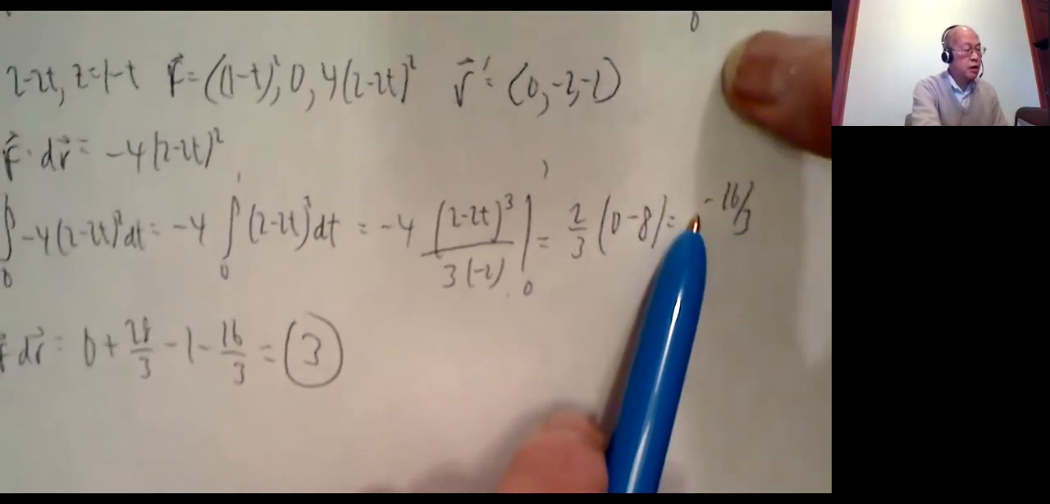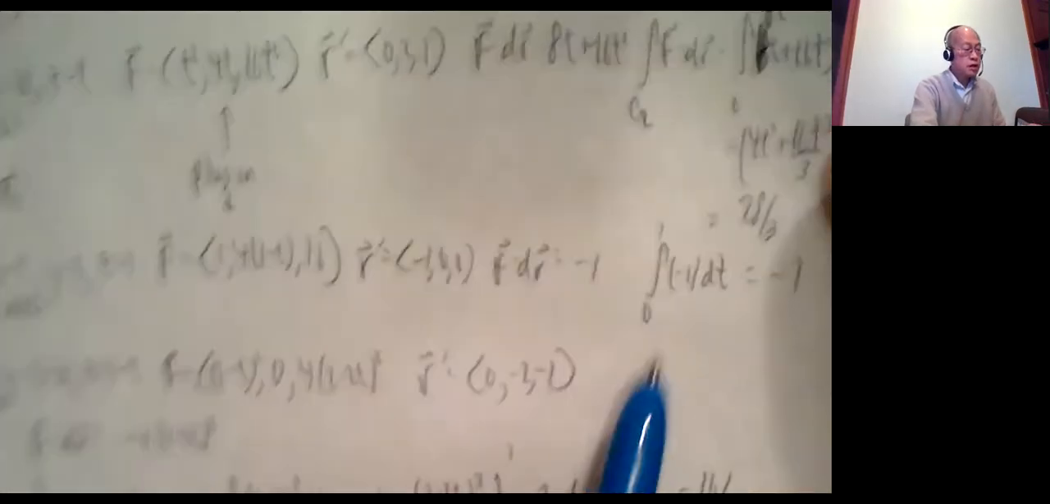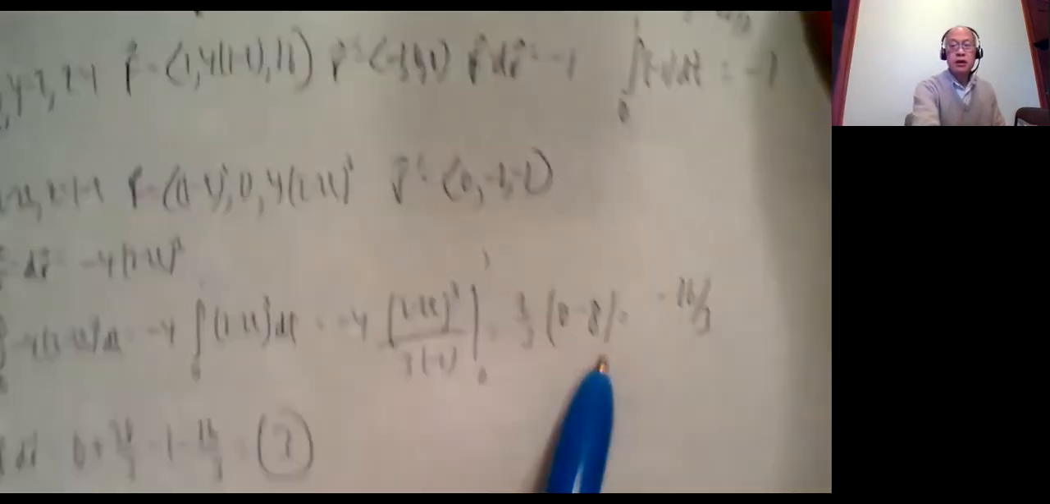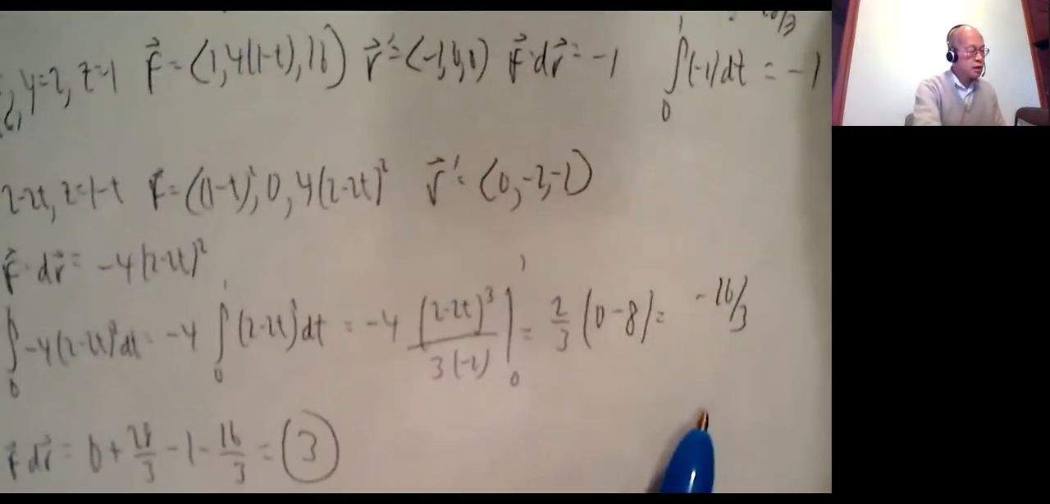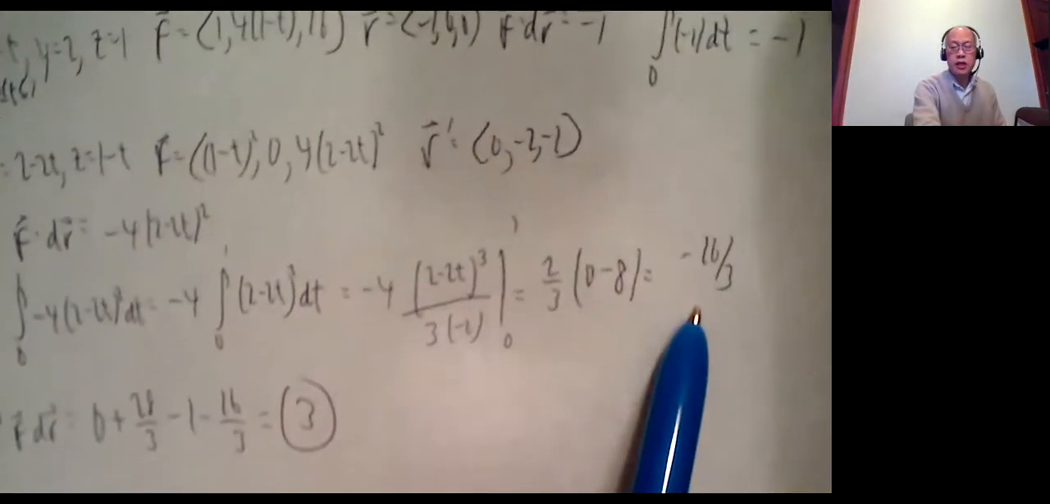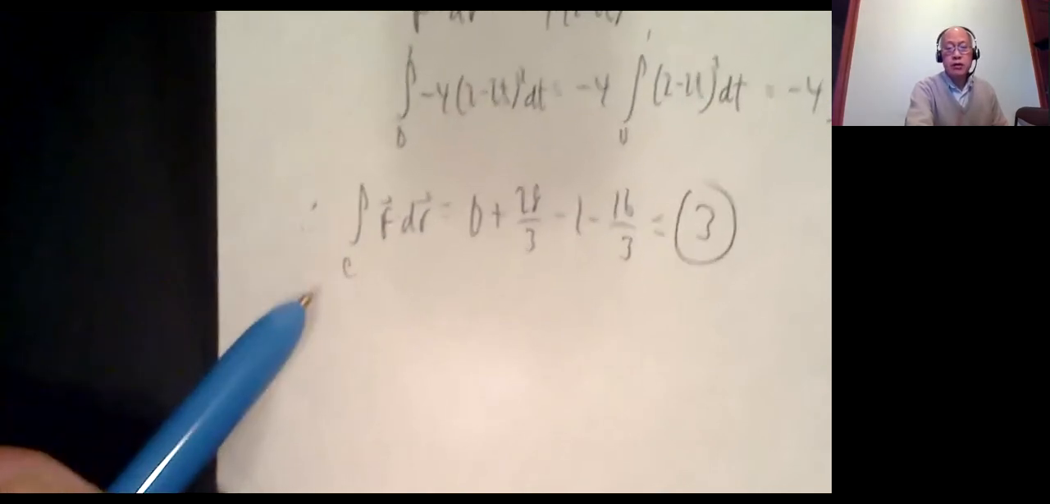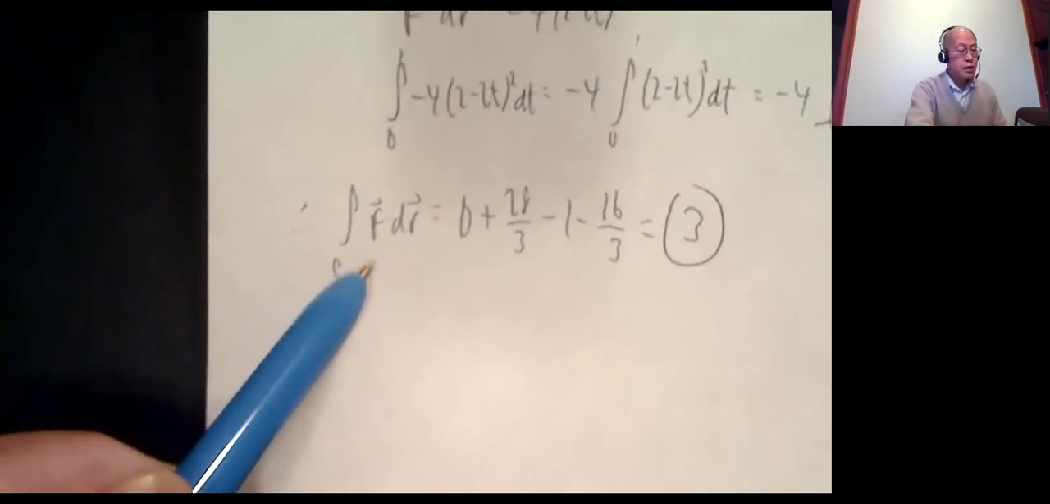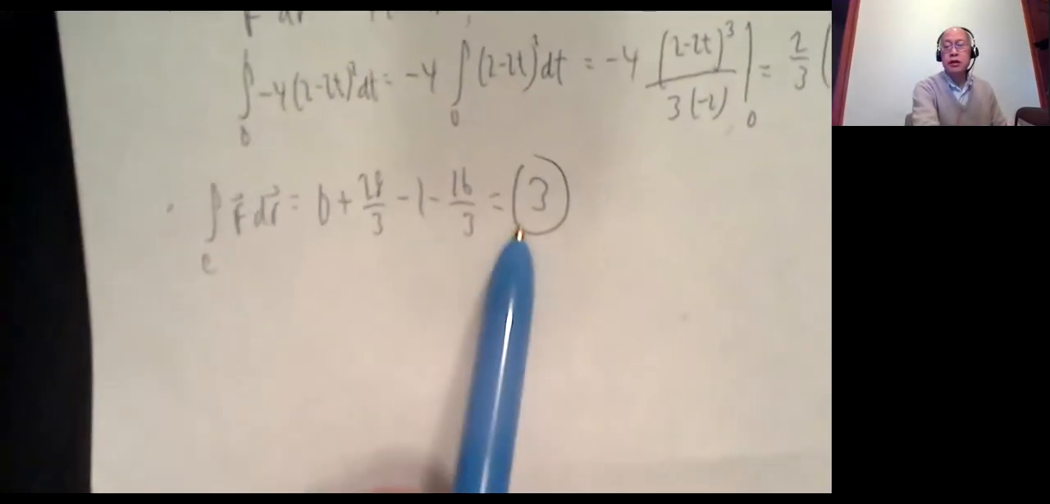So finally, I got them all. The integral along the first curve was 0. The second one was 28 over 3. The third one was, where'd it go? -1. And the fourth one was -16 over 3. So at long last, the integral along the curve of f dot dr is the sum of all of them. Just add these 4 numbers up. So 0 plus 28 over 3 minus 1 minus 16 over 3.